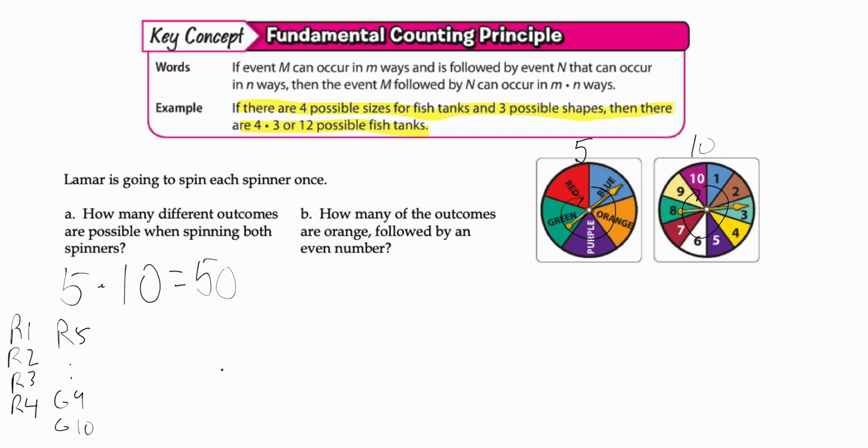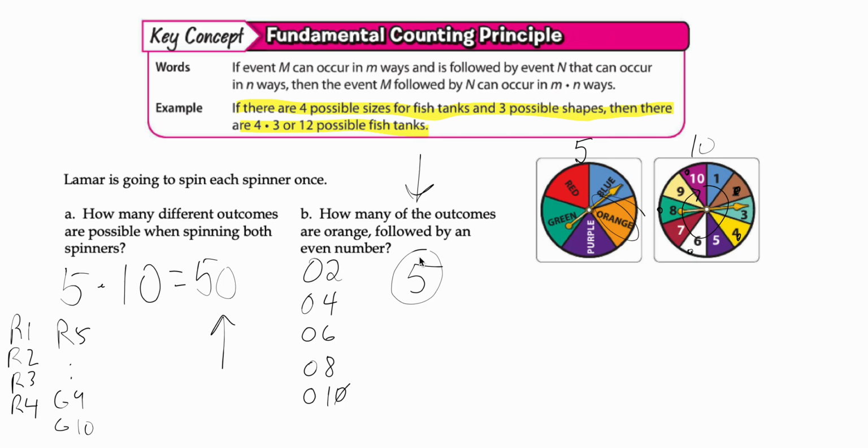But where this particular calculation comes into real importance is when we start to answer questions like this. How many of the outcomes are orange followed by an even number? Now, that's going to be considerably less, because I can imagine that and say, oh, my only success here is if I spin an orange right there, and then followed by an even number. So we got 2, 4, 6, 8, and 10 as my even numbers. So I could easily write those out: orange 2, orange 4, orange 6, orange 8, and orange 10. I think it's pretty obvious that it's 5.